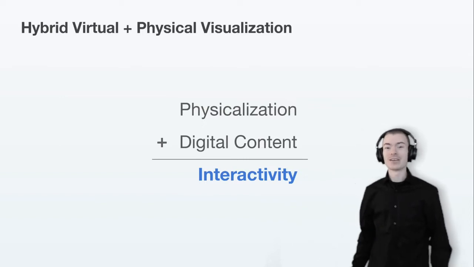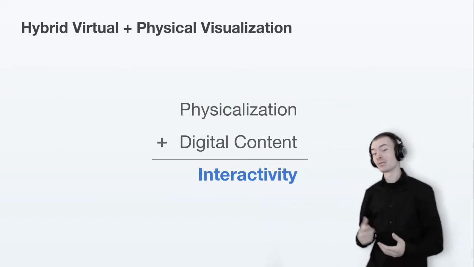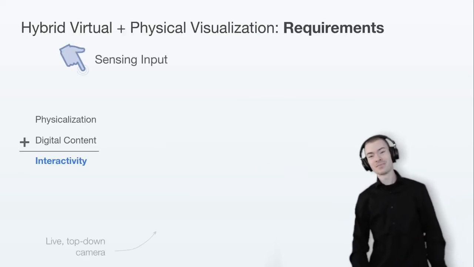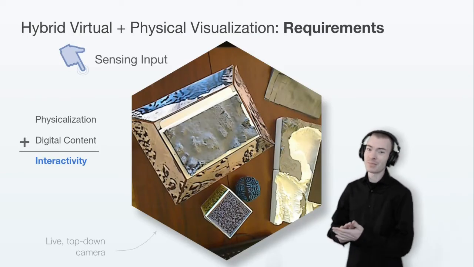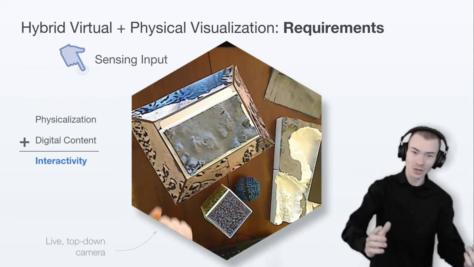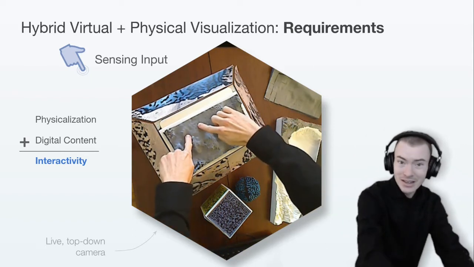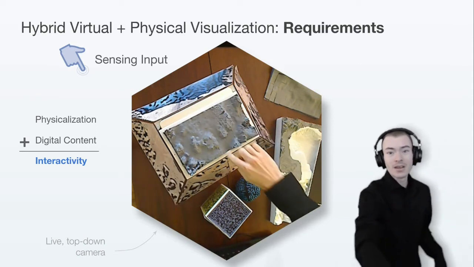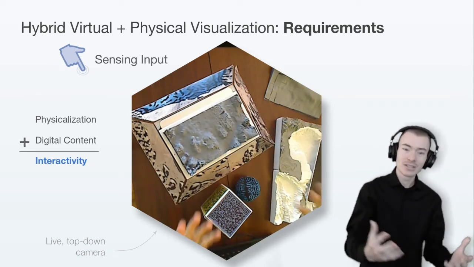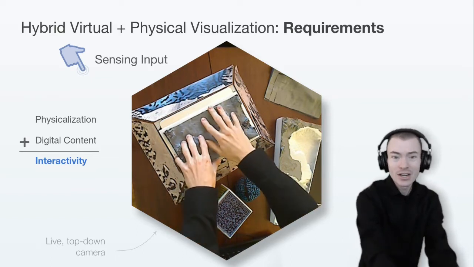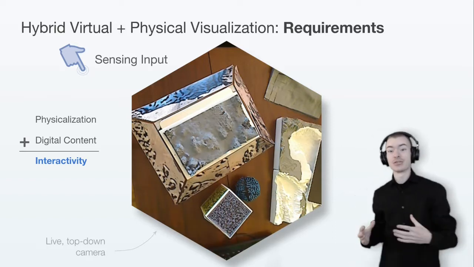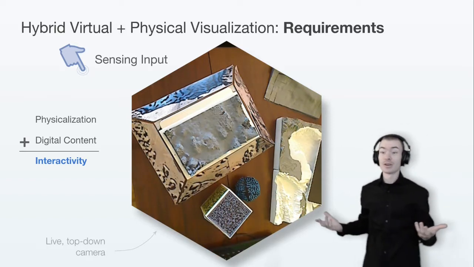Prior work in this area indicates two primary challenges and requirements for these hybrid virtual plus physical systems. First, we've got to be able to sense input from the physical world, such as interactions like pinch to zoom, touch to select, and swipe to pan. For this, we need a high accuracy method to pick up a user's touch on an irregular physical surface and translate it into digital space, and then react to it with our digital content.